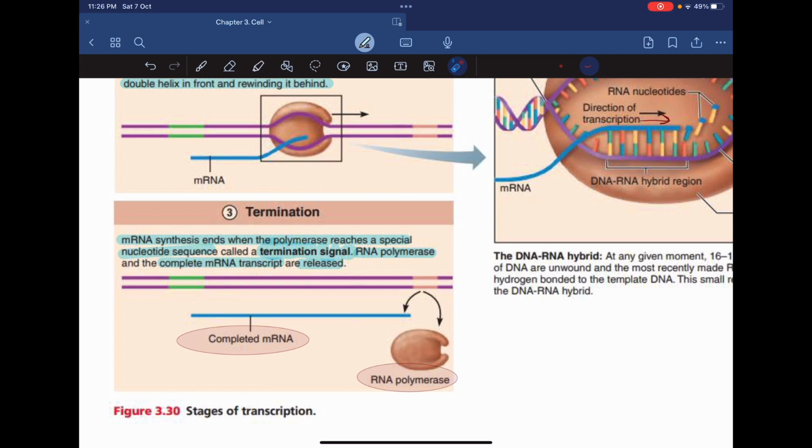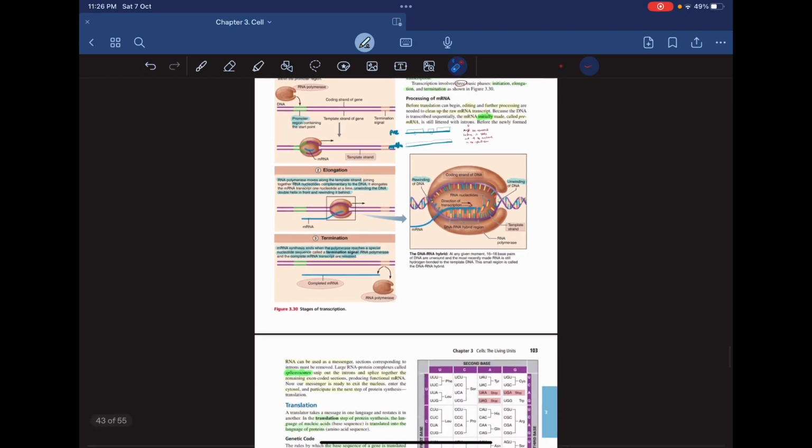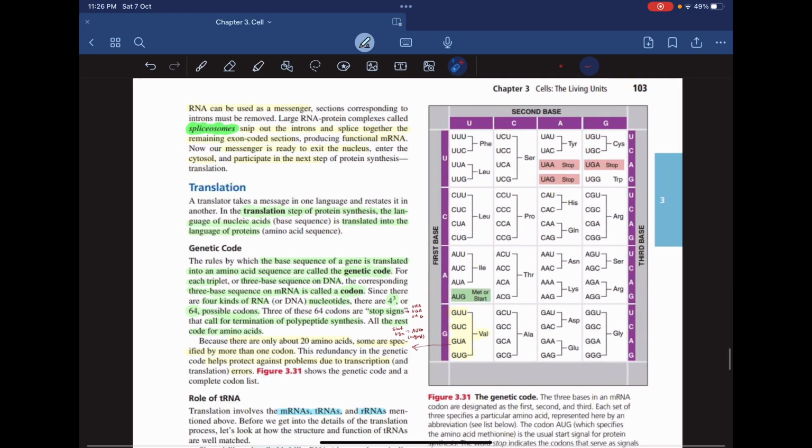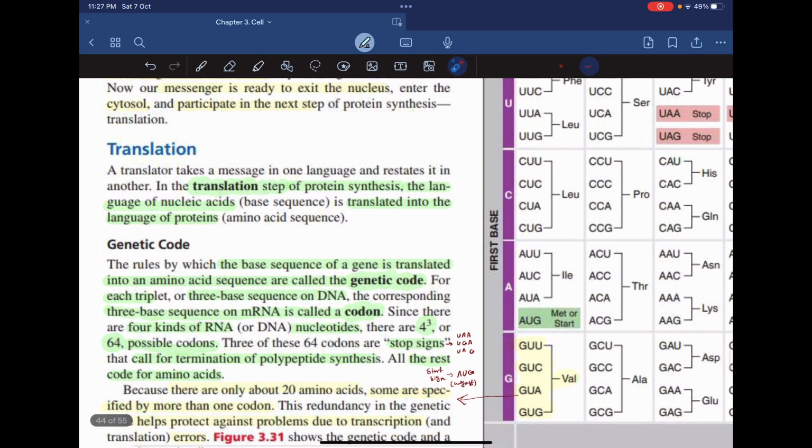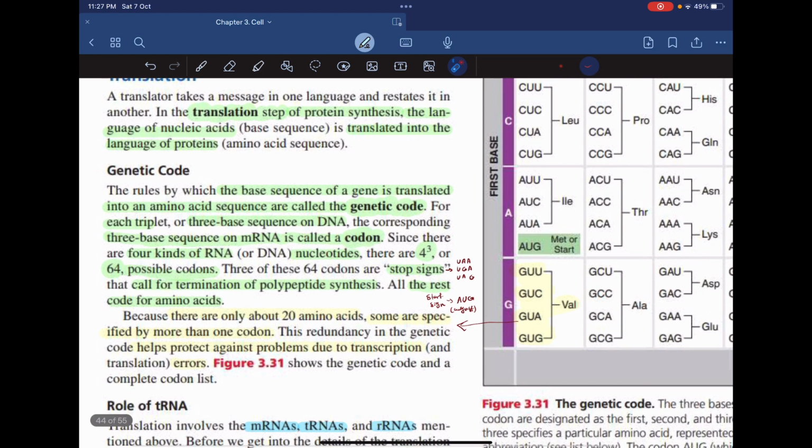What else? Yeah, you can read what's written here, but just briefly. Now translation, which is a step of protein synthesis. The language of nucleic acid is translated into the language of proteins, the amino acid sequence. The base sequence of a gene is translated into an amino acid sequence according to the genetic code. For each triplet, or 3-base sequence, on DNA, the corresponding 3-base sequence on mRNA is called a codon. Okay, so this is the codon. These are the codons, and from here there are anticodons too.